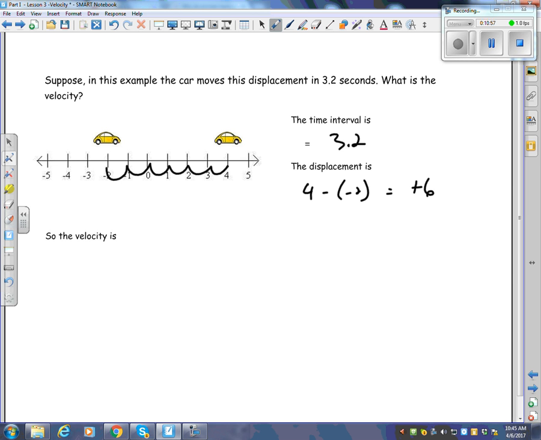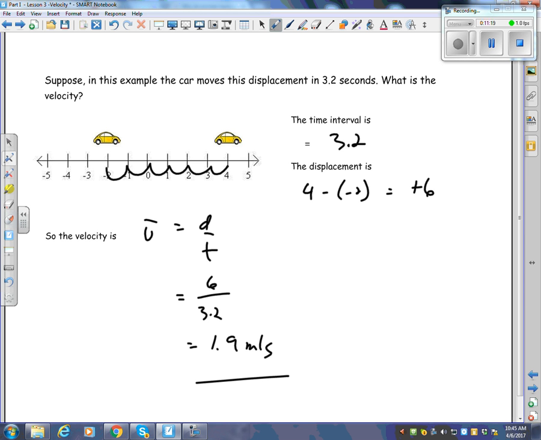Velocity is v equals d over t. The displacement is 6. The time is 3.2, and you guys are going to have to help me because I don't have a calculator right here. What's 6 divided by 3.2? 1.875. How about I just say 1.9? Is that okay?